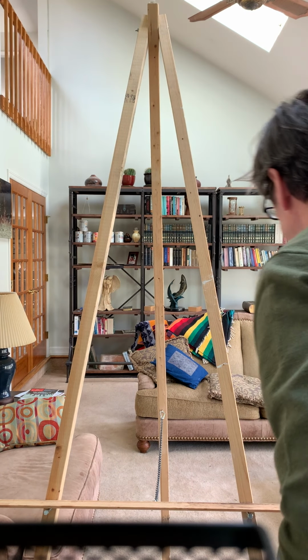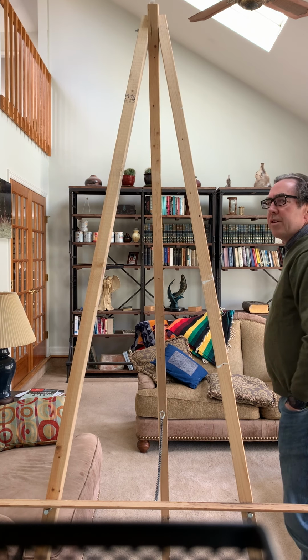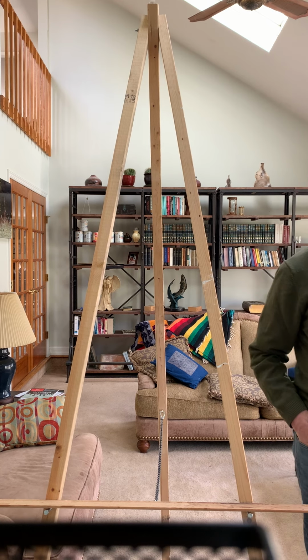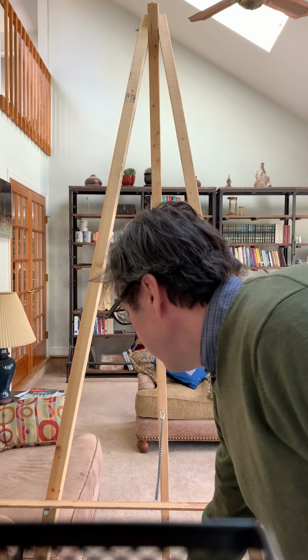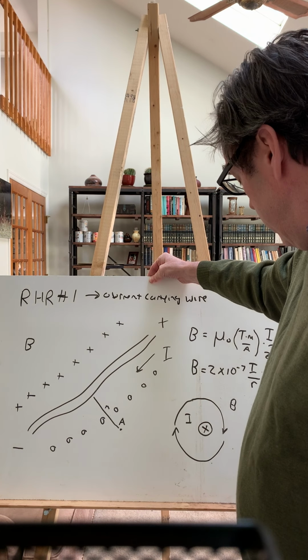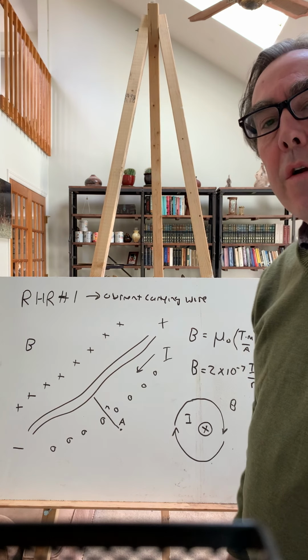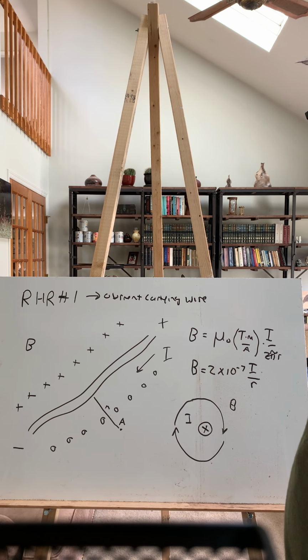All right, let's go over right-hand rules number 1 and 2, and then we'll take a look at number 3, which is kind of interesting. Now, in right-hand rule number 1, we have a current carrying wire, and we're concerned with the direction of the magnetic field around it.